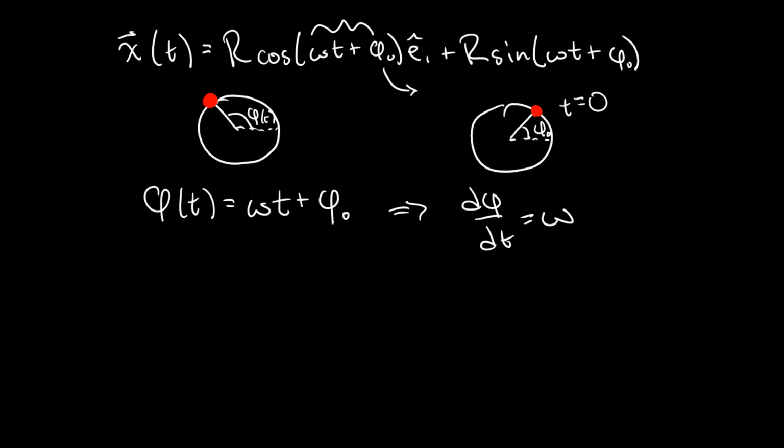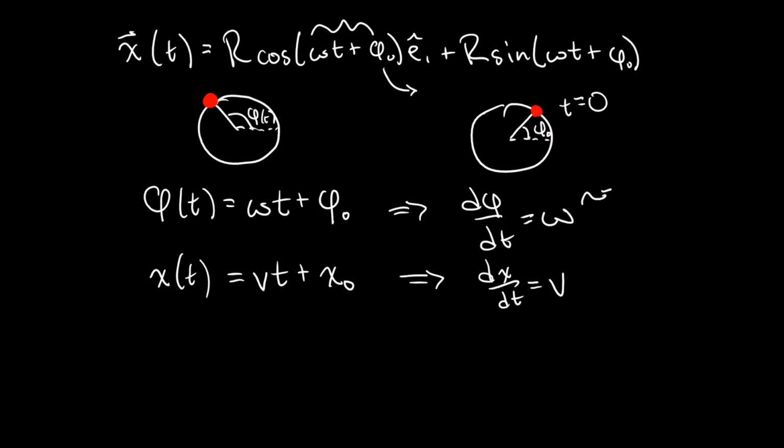So this acts very similar to an analogous case where if I have some position with respect to time, and it's moving at some constant velocity, then the change in the position with respect to time is given by v. So this omega is acting very similar to a velocity, a linear velocity, but instead for an angle. Because of that, we call this angular velocity, and we give it this name of omega.